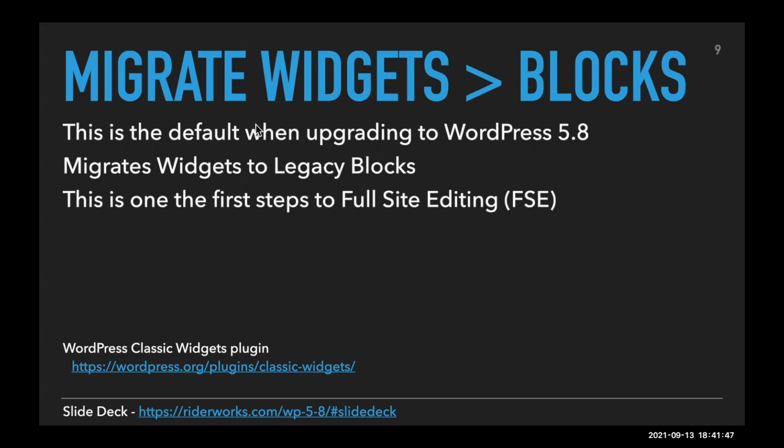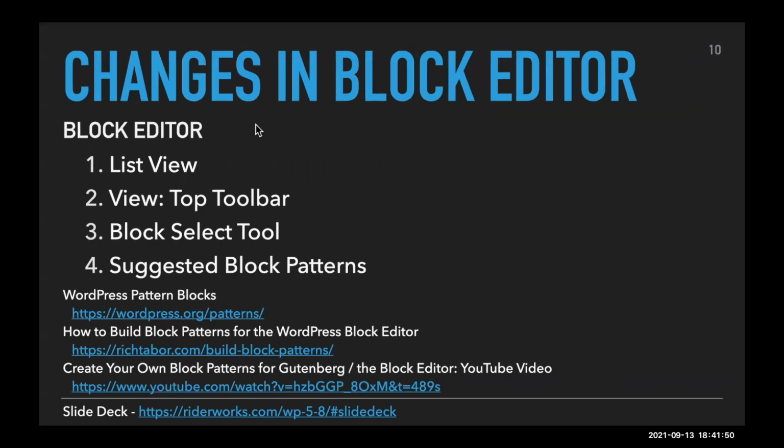Okay, so moving on to the next part, which is changes in the block editor. I'm going to talk about the list view version. You've seen it in action a little bit so far. There's also a top toolbar change, and there's this block select tool, which is kind of interesting. I never saw it, and I'm not sure I'm ever going to use it again. And we're going to talk about block patterns. There's a lot here, and this is a link to where the actual WordPress block patterns are. Then there's how to build patterns if you want to do the code for it. And this is a video of somebody else doing the same kind of thing, but differently. They're also building their own block patterns.